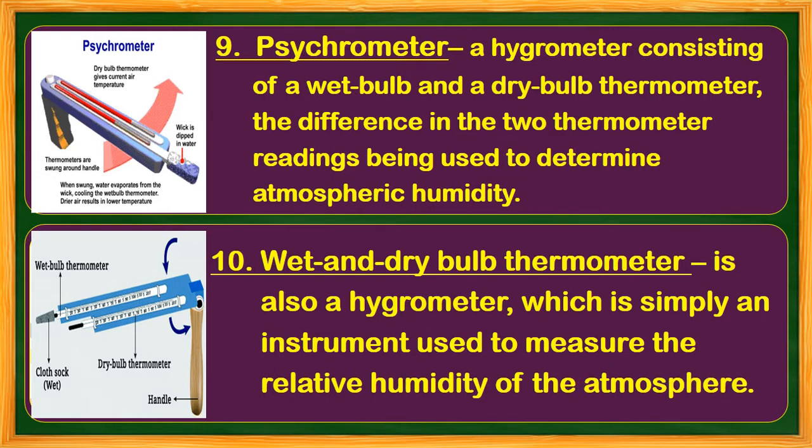Okay, class. So these are the 10 geographical devices that we have. These 10 geographical devices are in your book. You can highlight them if you want, because we always highlight whenever we read. These are important words that you have to know because they might be included in your exams. Okay?